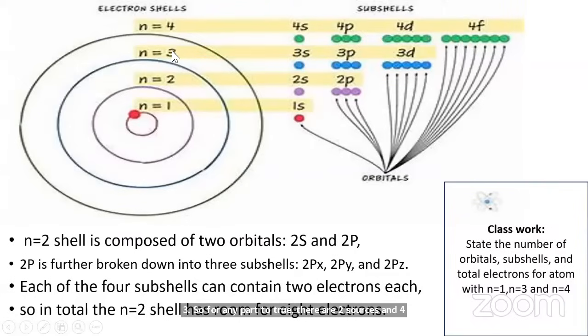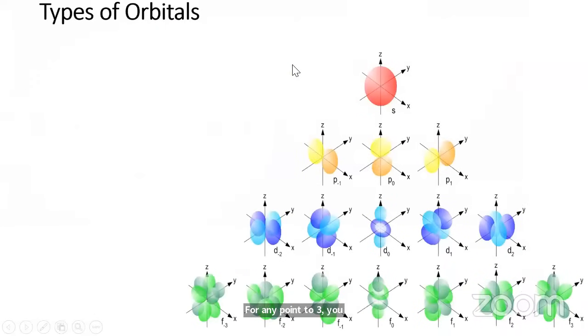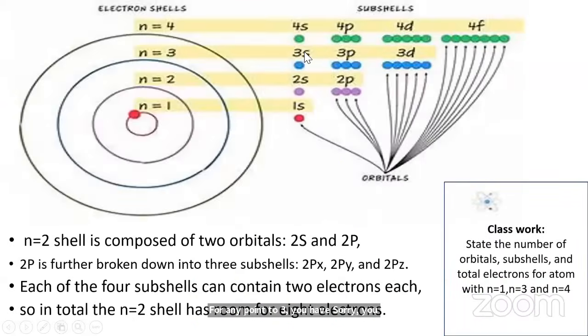Now let's go to n equal to 3. For n equal to 3, you have 1, 2, 3. You have 3 subshells for n equal to 3. You have 3 subshells and you have how many orbitals? Let's count. This is 1, 2, 3, 4, 5, 6, 7, 8, 9. You have 9 orbitals for n equal to 3.